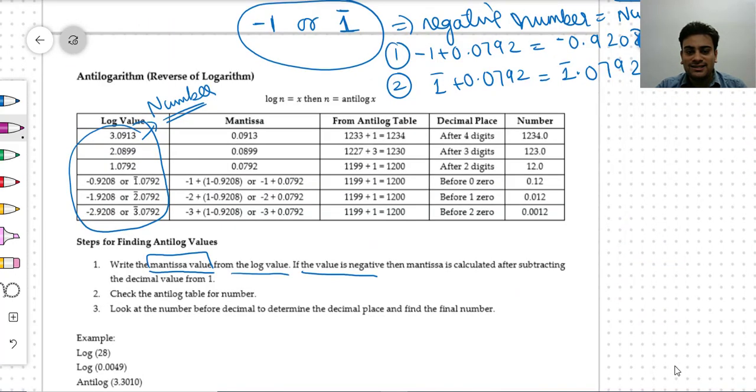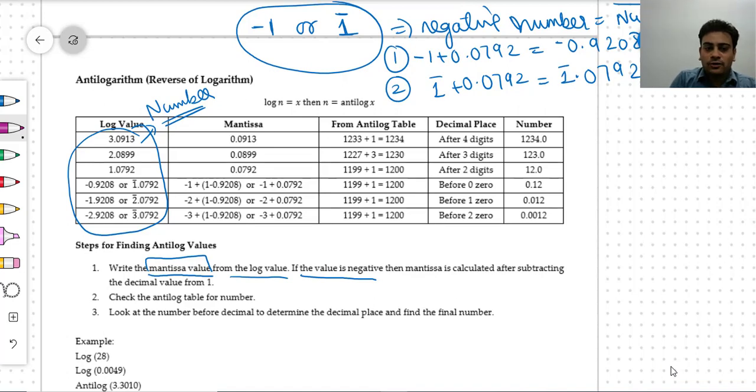The same thing I have written here. If you look at this table, my first example is 3.0913. Since it is positive, whatever number we have after the decimal is your mantissa value. So you can always write the mantissa value, which is 0.0913.